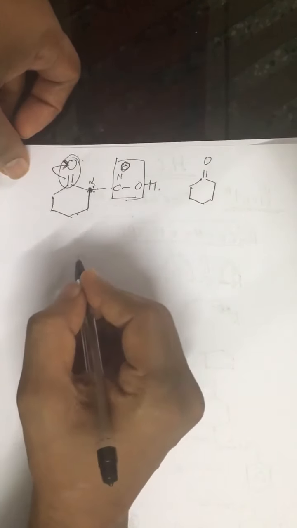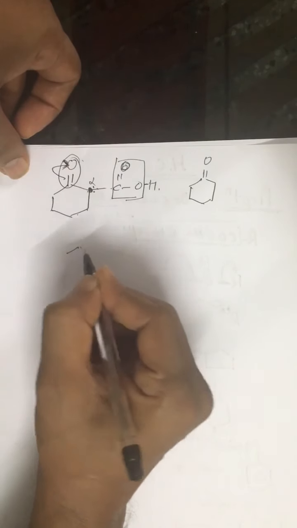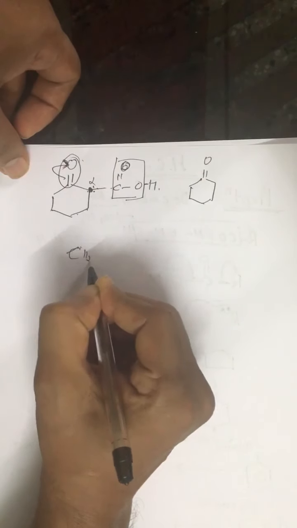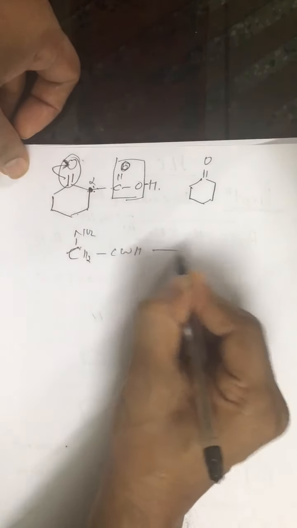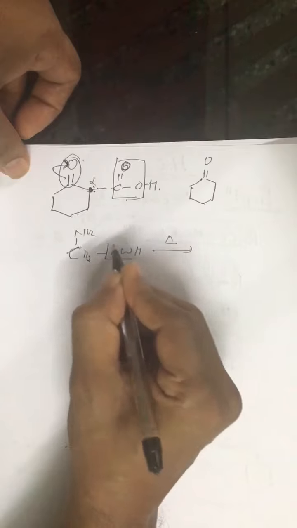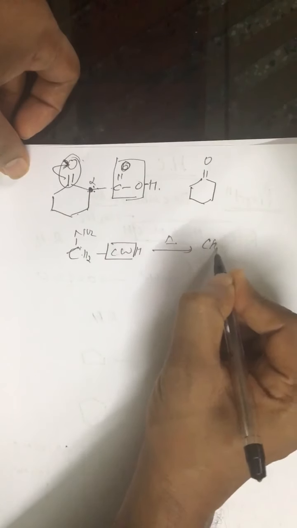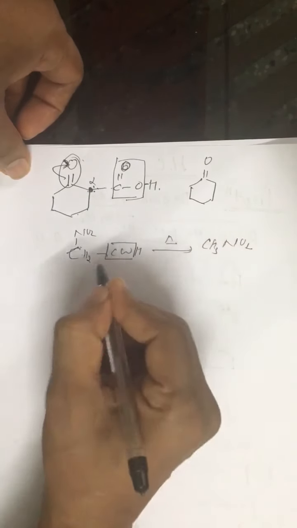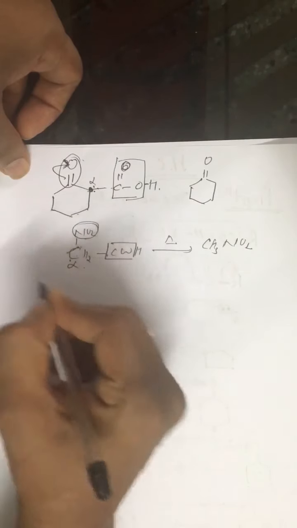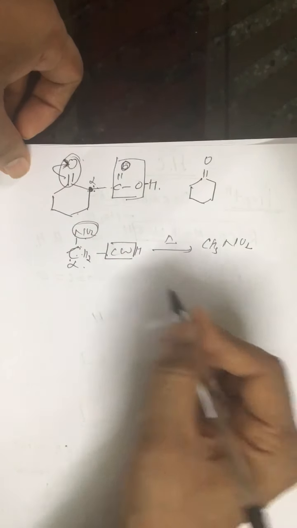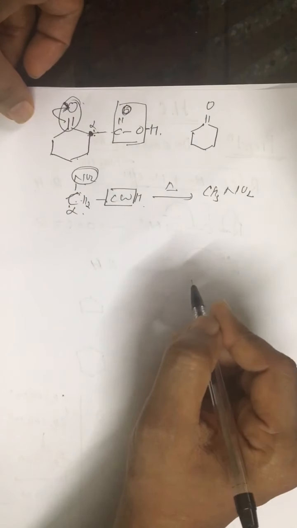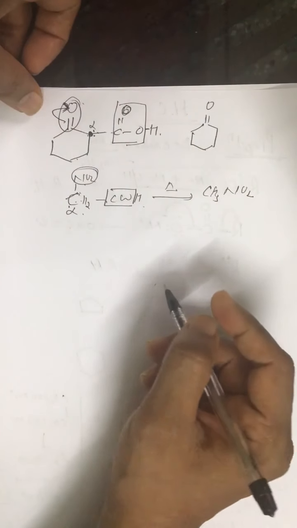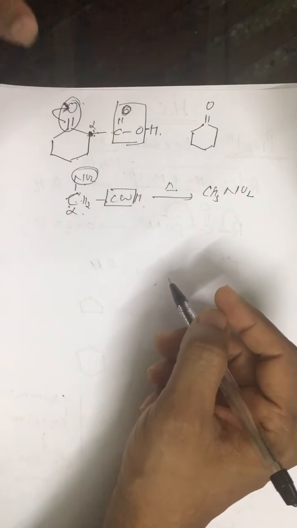So what we get is cyclohexanone. Say suppose we are given CH2 with NO2, and this is COOH. If it is heated, simply remove CO2 and we get CH3NO2. So if on the alpha carbon we have any electron withdrawing group, decarboxylation can be made easily. So these are some decarboxylation reactions.